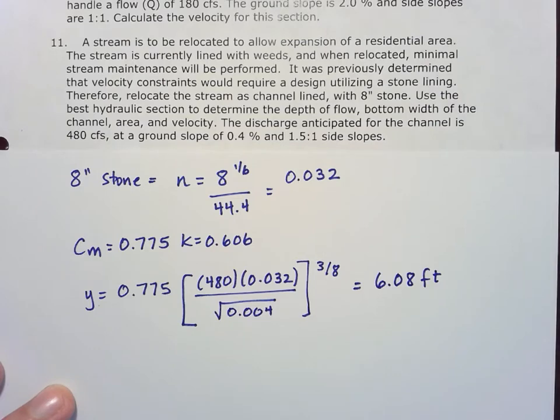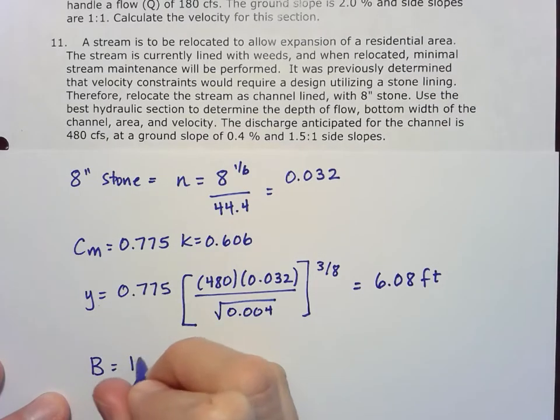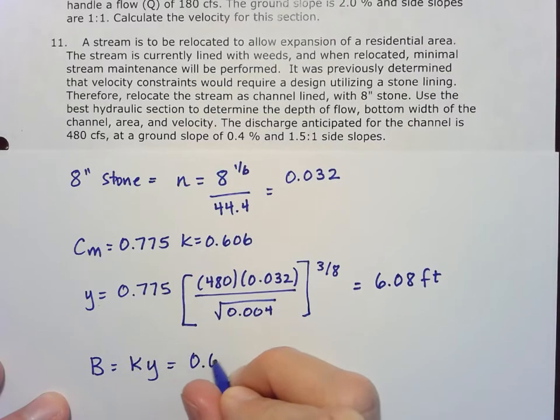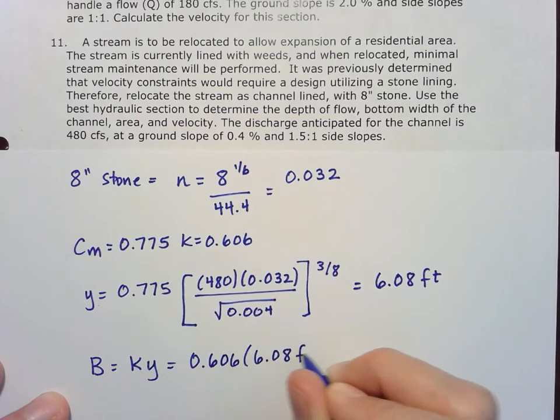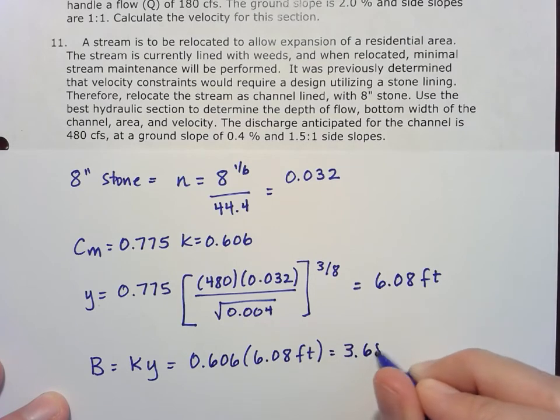And once we know that y, we can go ahead and solve for the b, because b is just going to be that K factor that we got off the chart times the y. So it's 0.606 times that 6.08 feet. So for that base width, I do get 3.68 feet.